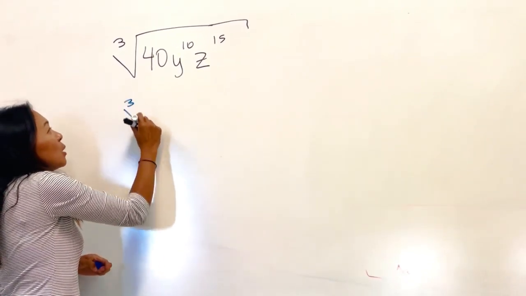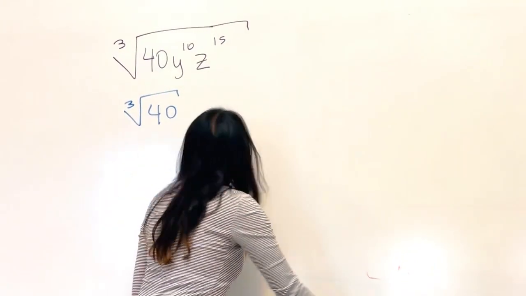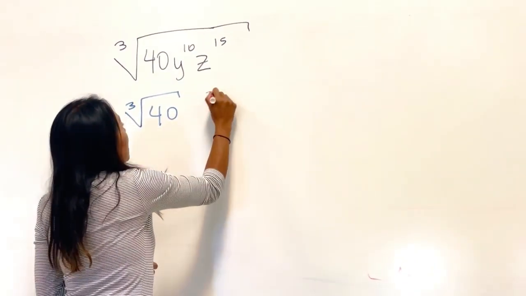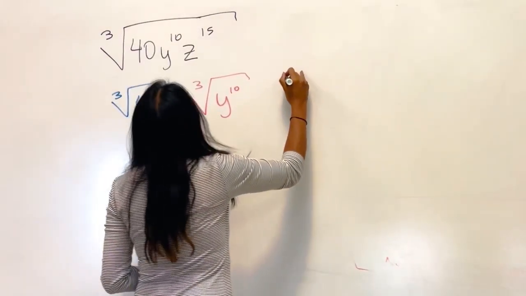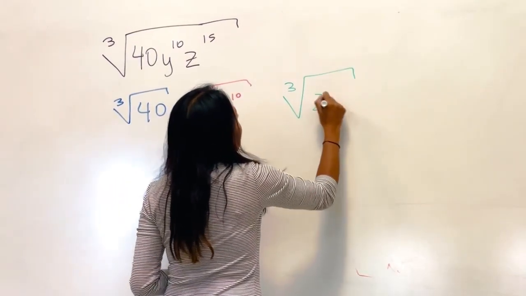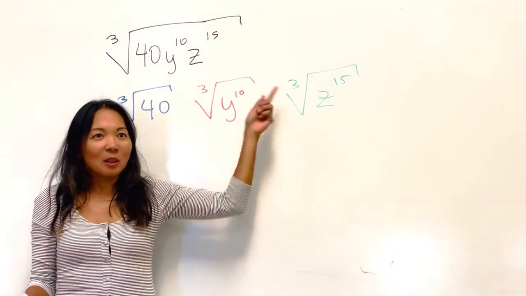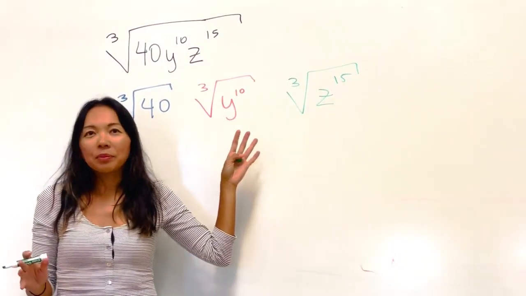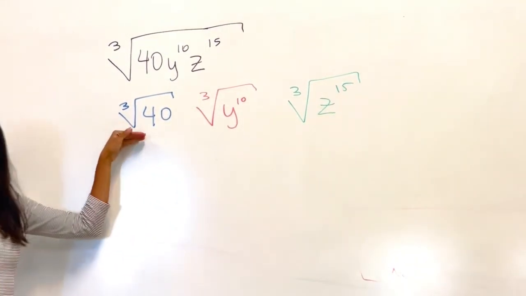I'm going to look at the cube root of 40 separately. I'm going to look at the cube root of y to the 10th separately. I have the cube root of z to the 15th. Notice I remember to put the cube root on each one, because if I don't put the cube root, it changes the game, right? So here, 40, do it however way you want.